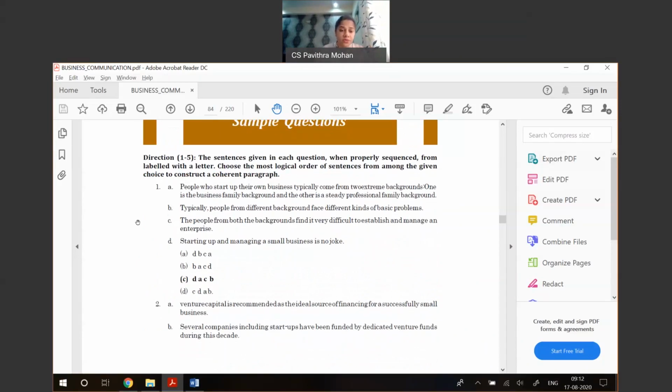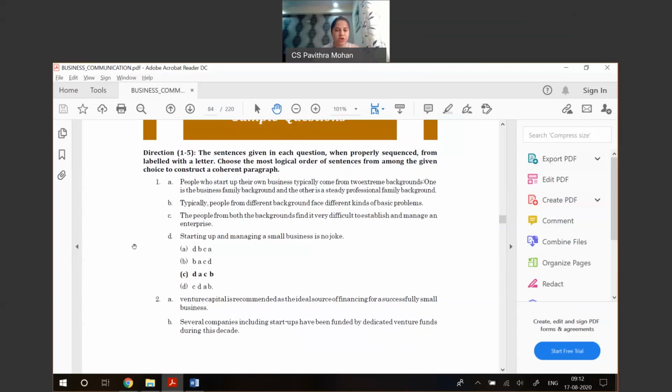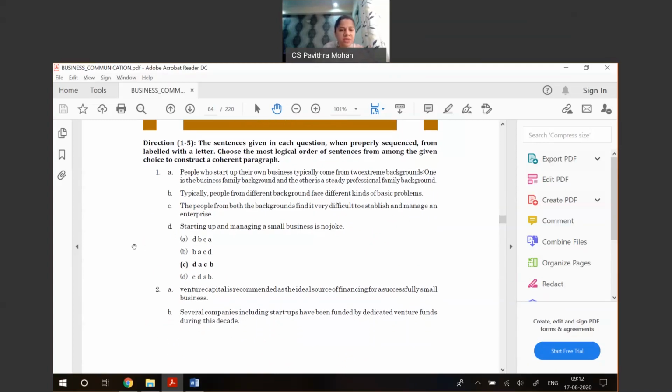We'll just do one just for your understanding so it becomes easier. People who start up their own business typically come from two extreme backgrounds. One is the business family background, and the other is a steady professional family background. Typically, people from different backgrounds face different kinds of basic problems. People from both backgrounds find it very difficult to establish and manage an enterprise.